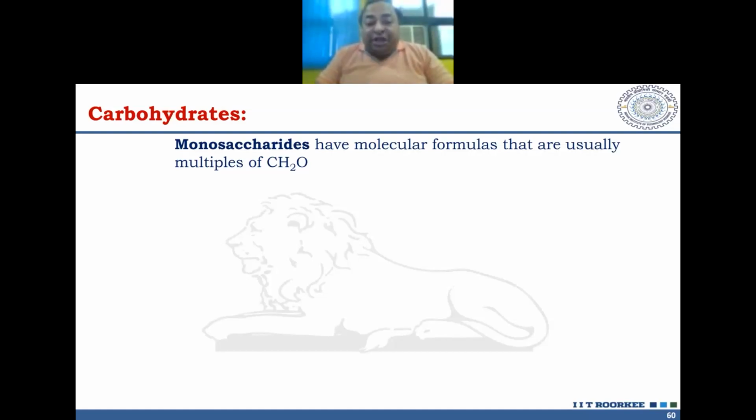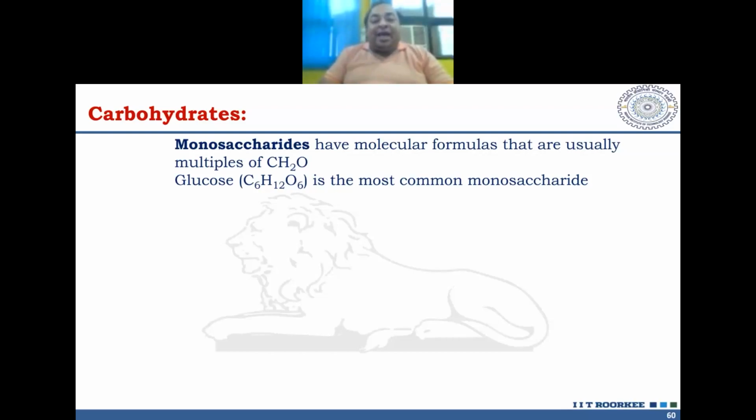So monosaccharides generally have a unique molecular formula which is multiples of CH2O, so this is (CH2O)x. There is carbon, there is water, that means hydrated carbon, and the term carbohydrate comes from there. So carbohydrates have a common formula of (CH2O)x.